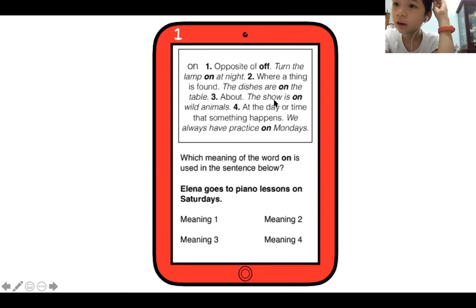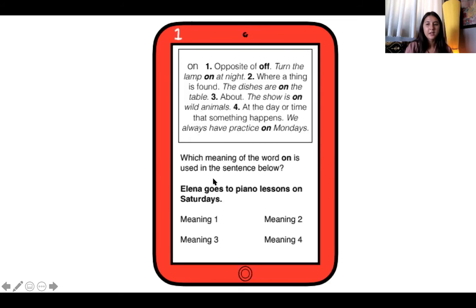About. The show is on wild animals. At the day or time that something happens. We always have practice on Mondays.